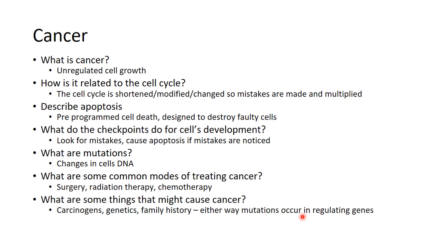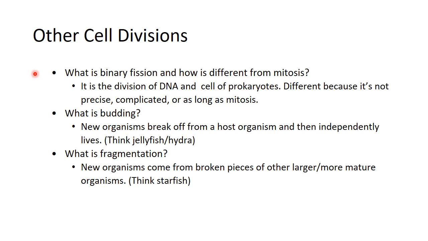But anyway, the key thing is mutations happening in those regulatory genes, which you don't have to know about what the genes are, but you got to know it affects DNA in a bad way. And finally, just some weird little things that we mentioned. There's a process called binary fission. You and I do not go through binary fission. Our cells go through mitosis in the cell cycle.